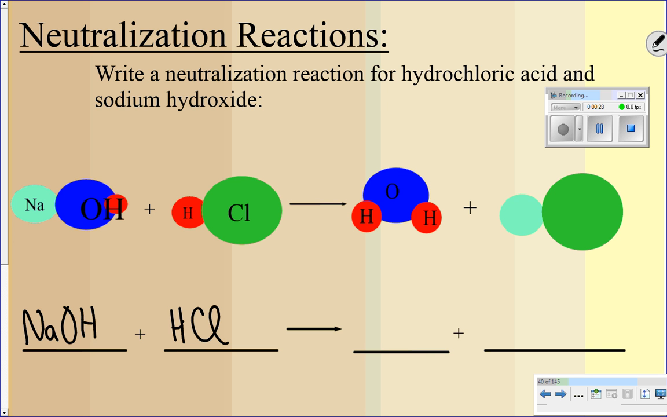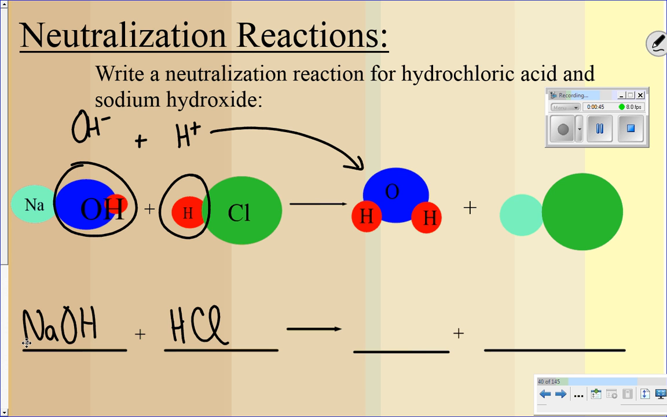When these two substances are put into water, they're going to dissociate. Those dissociation products include the OH-, or hydroxide ion from the base, and the H+, or hydrogen ion from the acid. When you put an H+ and an OH- together, you get water. So our first product in these reactions is going to be water.